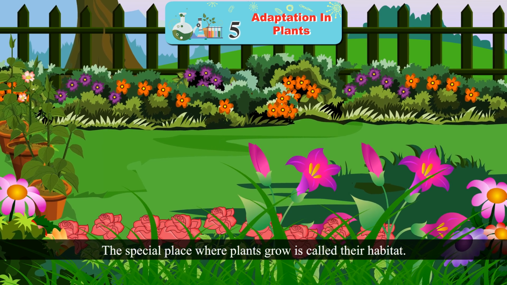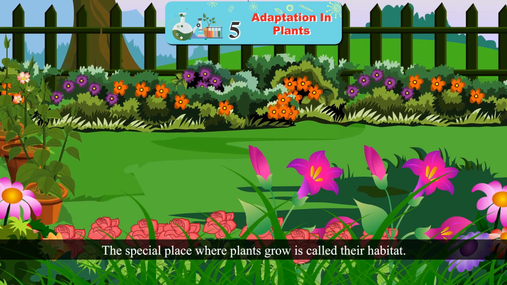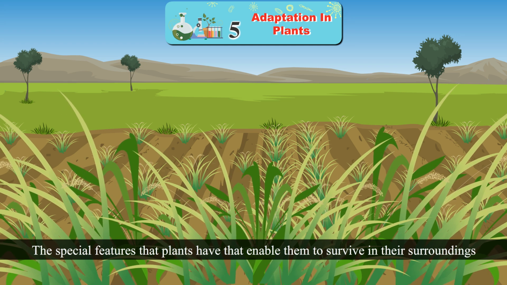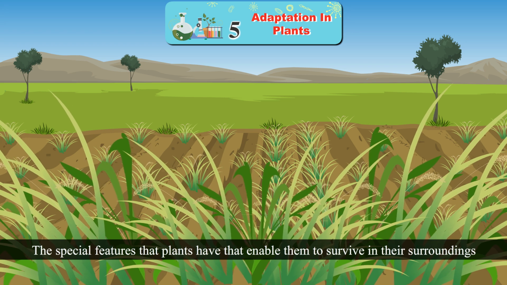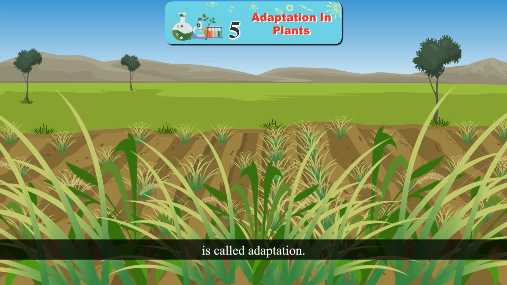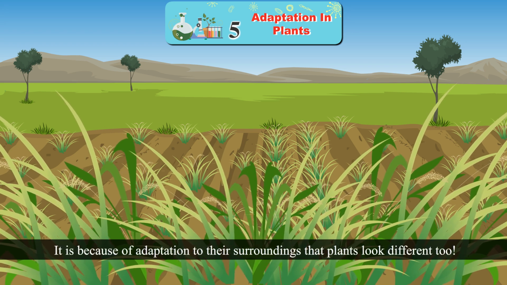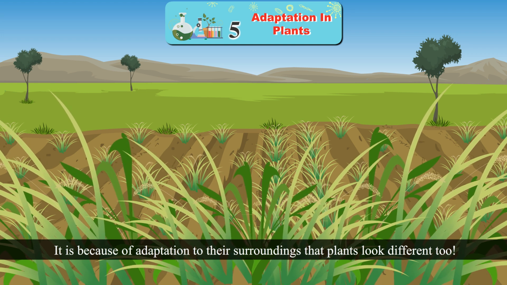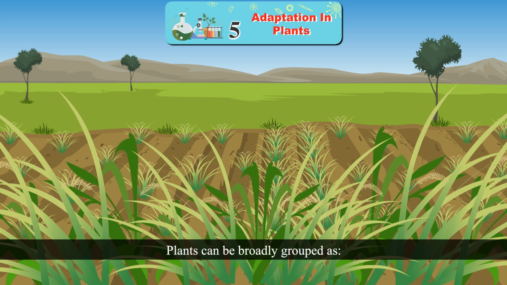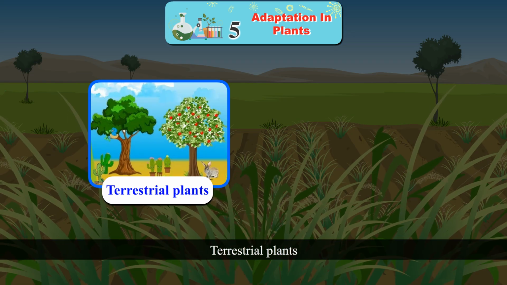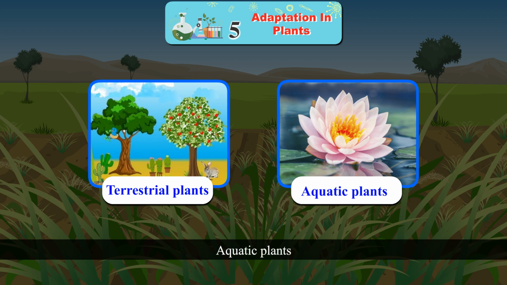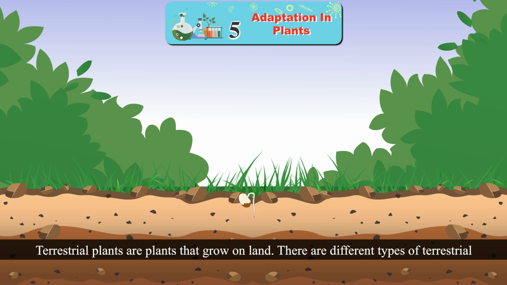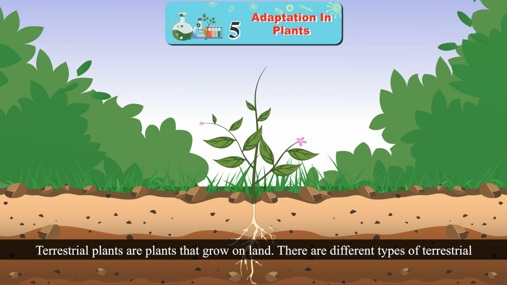The special place where plants grow is called their habitat. The special features that plants have that enable them to survive in their surroundings is called adaptation. It is because of adaptation to their surroundings that plants look different too. Plants can be broadly grouped as terrestrial plants and aquatic plants. Terrestrial plants are plants that grow on land.